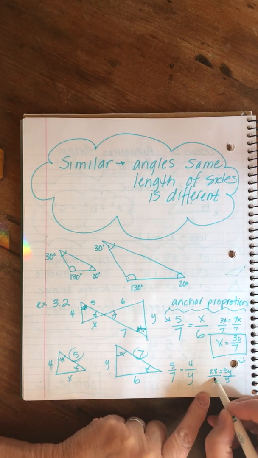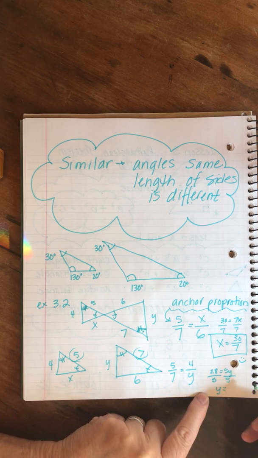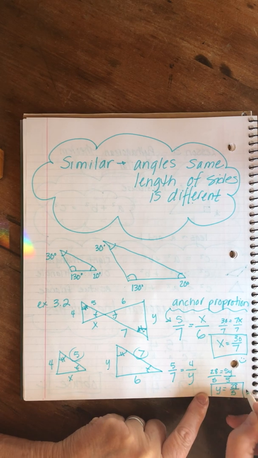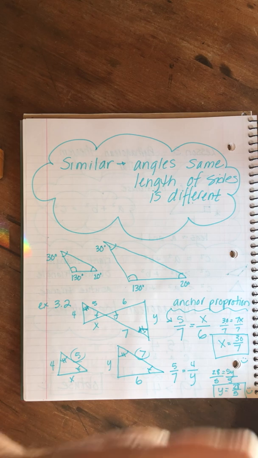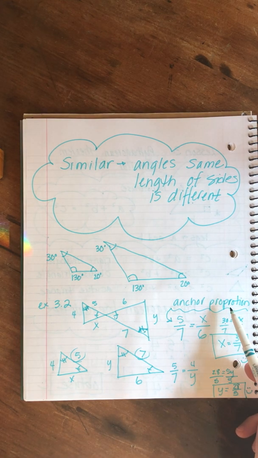Divide both sides by 5, and we get y equals 28 over 5. And that is also the correct answer. Remember, this is called the proportion method. If you like to use the scale factor method, you are more than welcome to. When we get a little further in, I will review how that method works. But right now, I just want to focus on the proportion method and let you get comfortable with that. Okay.